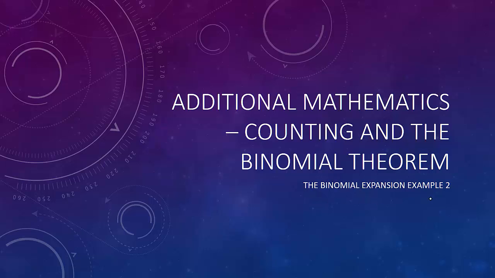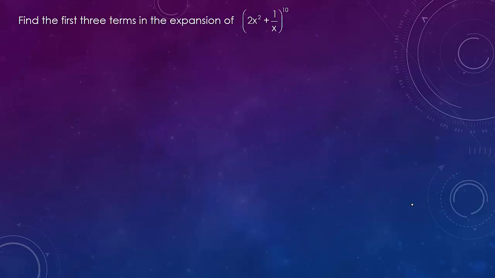The binomial expansion, example 2. We want to find the first three terms in the expansion of this, and when it says first three terms, it will mean starting from this end. Very often the question gives you more to go on than that. So we have (2x squared plus 1 over x) to the power 10.